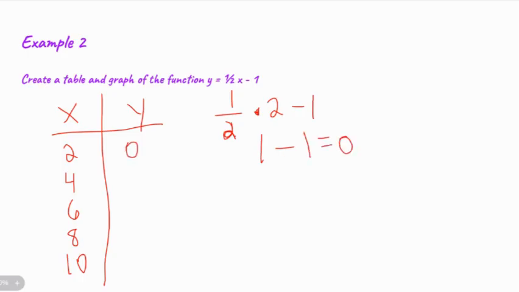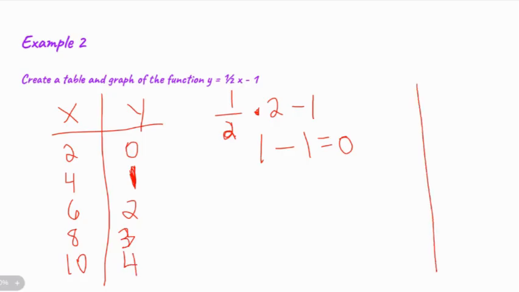So I got 0. Now, this is really just to kind of tell us that you can choose whatever x values you want when you're creating your table. It's more about being strategic so you can get a nice picture. We plug in 4. 1/2 times 4 is 2, minus 1 is 1. And so since we're going up by 2's on the left, we're going up by 1's on the right. So then we can finish the pattern.